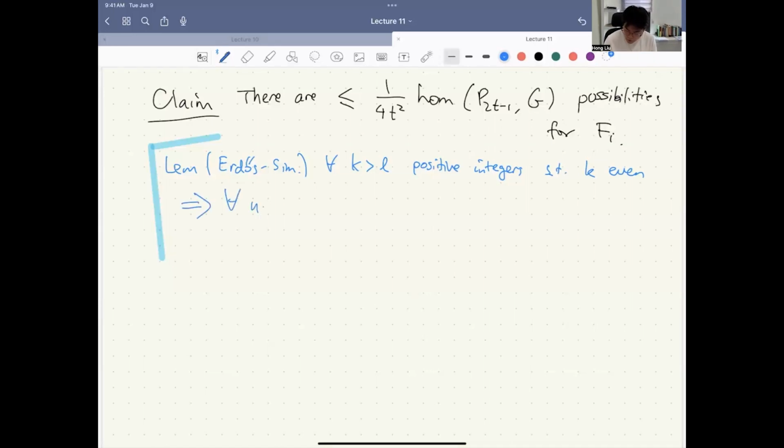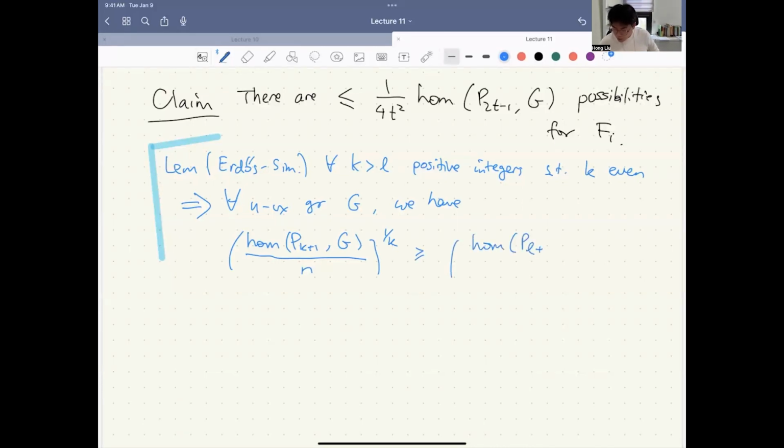for any n-vertex graph G, we have the number of homomorphisms of P_{k plus 1} in G normalized by the number of vertices in G, now you take its k-th root, is at least the number of homomorphisms of P_{l plus 1} in G divided by n, you take its l-th root. Okay, this is the lemma we're going to use.